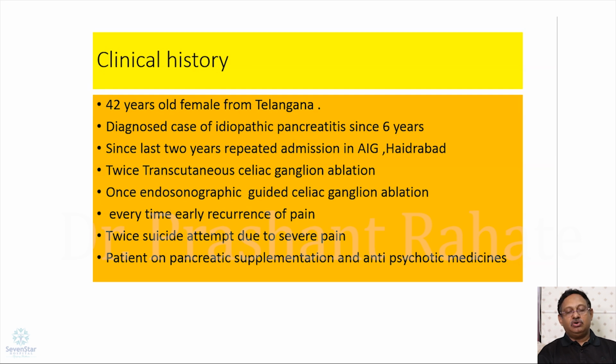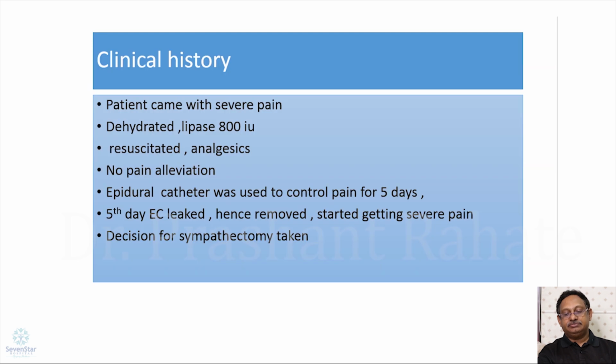This 42 years old female from Telangana, diagnosed case of idiopathic pancreatitis since last 6 years. Since last 2 years, repeated admissions in hospitals, and twice transcutaneous celiac ganglion ablation was done. Once endosonographic celiac ganglion ablation was done, and every time early recurrence of the pain was there. Twice suicide attempts were done due to severe pain. Patient on pancreatic supplementation and antipsychotic medicine.